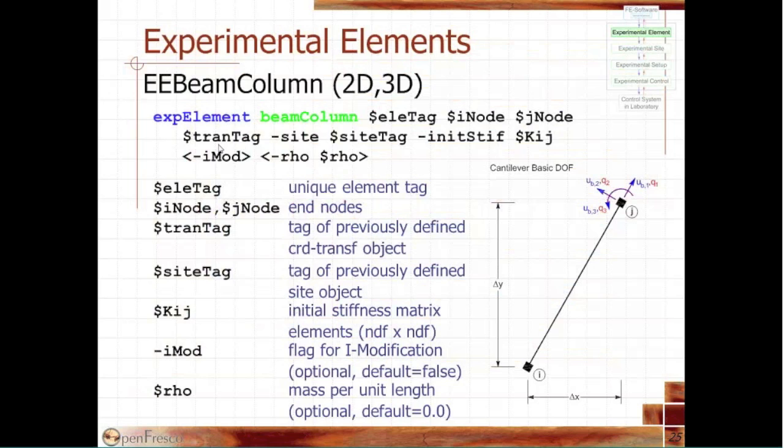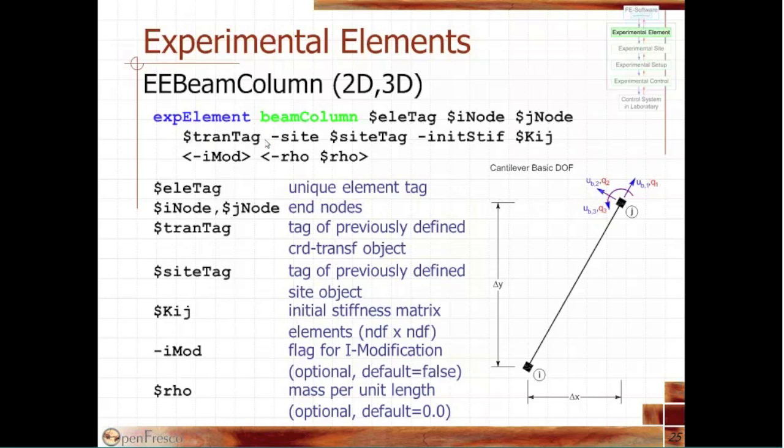We will actually use the coordinate transformations that are available in OpenSees, so we can do a linear transformation, a P-Delta, or co-rotational transformation. So we'll have to specify what we are using there. Up to that point, it's all the same as if we were doing a numerical element in OpenSees.